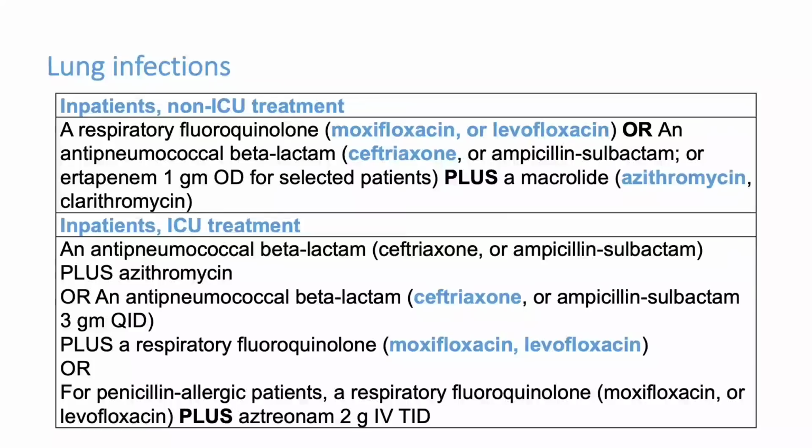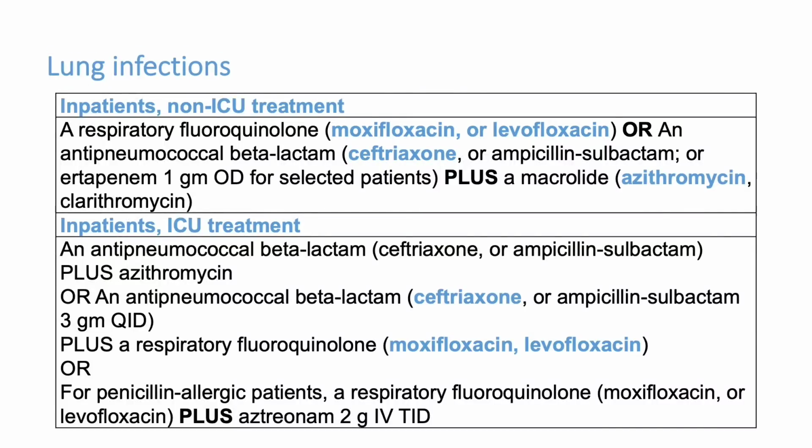We can go for alternative therapy like ampicillin sulbactam, or ceftriaxone, or azithromycin with ertapenem. Like that we can select alternative therapies. But in patients with a respiratory infection who are admitted to the ward, moxifloxacin or levofloxacin IV will be a good choice. If the patient is admitted to ICU, we need to give higher antibiotics like ceftriaxone.